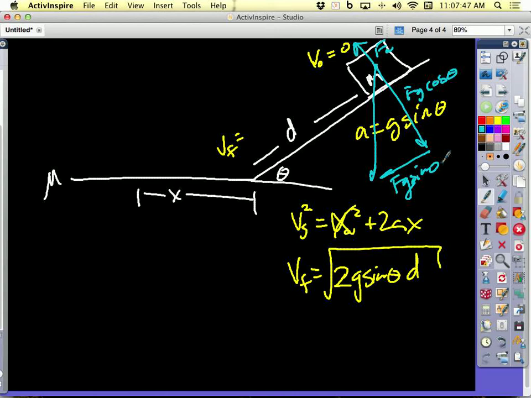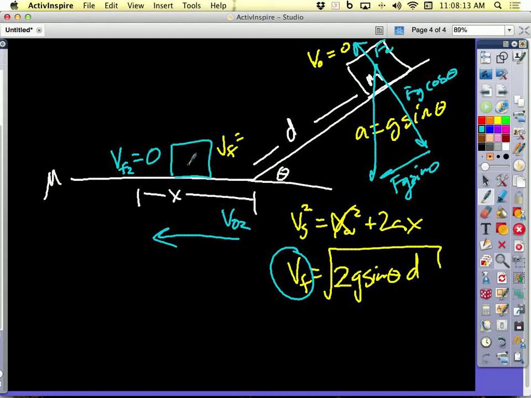And now this becomes my initial velocity, doesn't it? Do you see that? My final velocity here becomes my initial velocity for this piece. So this is like v02, this is vf2, that's 0. Does that make sense? Because you're going to come to a stop. So once again, but now because I have friction, I have to do this.